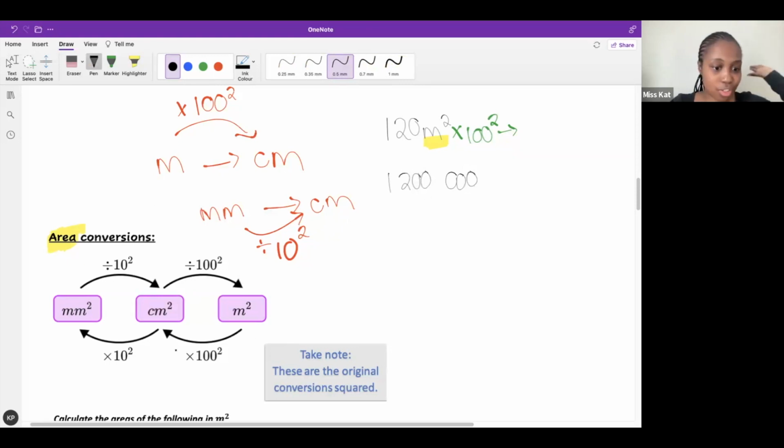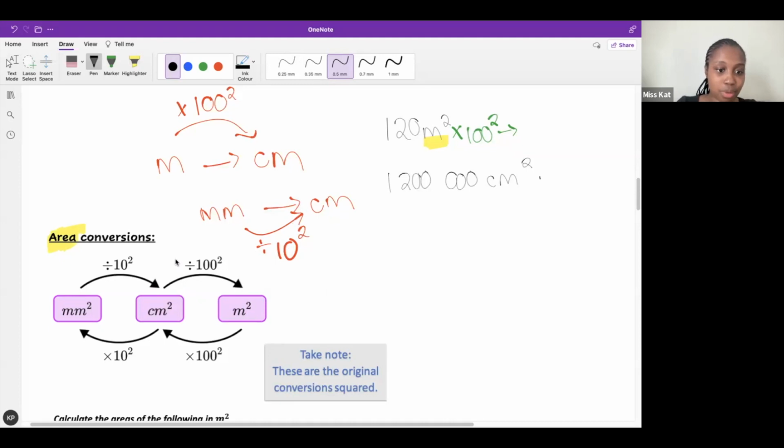What were we even converting to? Meters to centimeters squared. Okay. Are we feeling a little better about that? Please look out for such mistakes, guys. You only square the conversion factor. You don't square the answer.